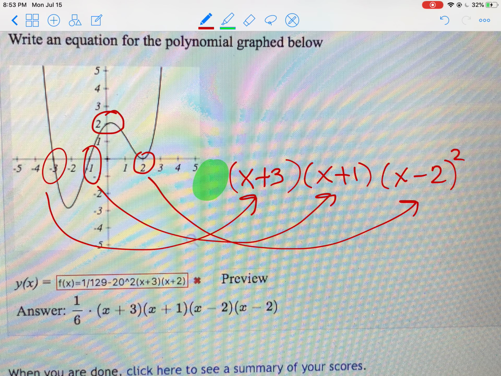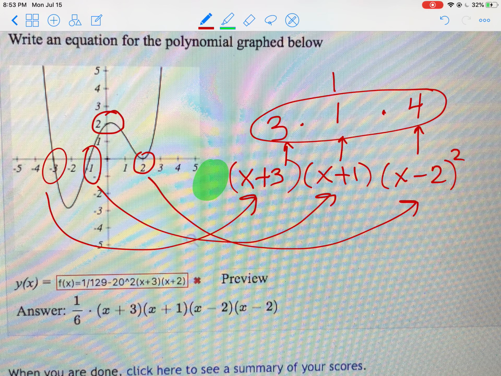We plug in 0. So if I plug in 0 to what I got, I'm going to get a 3 from this factor, plugging in 0. I'm going to get a 1 from the second factor by plugging in 0. And then I'm going to get a -2, but then square it. That gives me a 4 when I plug in 0. So plugging in 0 would get me 3 times 1 times 4, and that's 12.